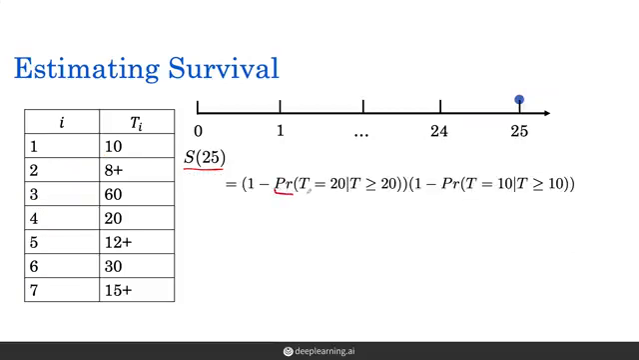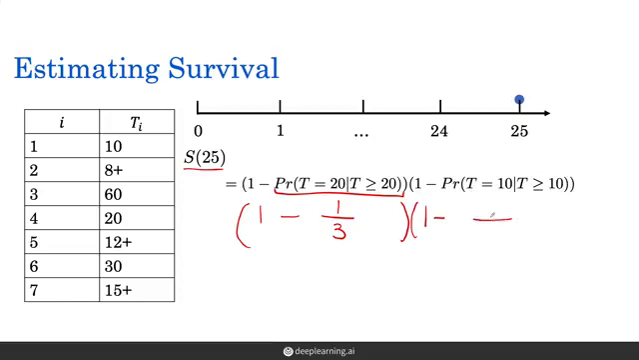So we can evaluate this first quantity using the data by looking at the number of patients who died at 20 in the numerator. That's going to be 1. That's patient 4. And in the denominator, the number of patients that are known to have survived to 20. And so we can walk through the patients, see that patient 3 has survived up to 20, so has patient 4 and patient 6. So that's 3 patients. And we can have the 1 minus this quantity. And here we have 1 minus.